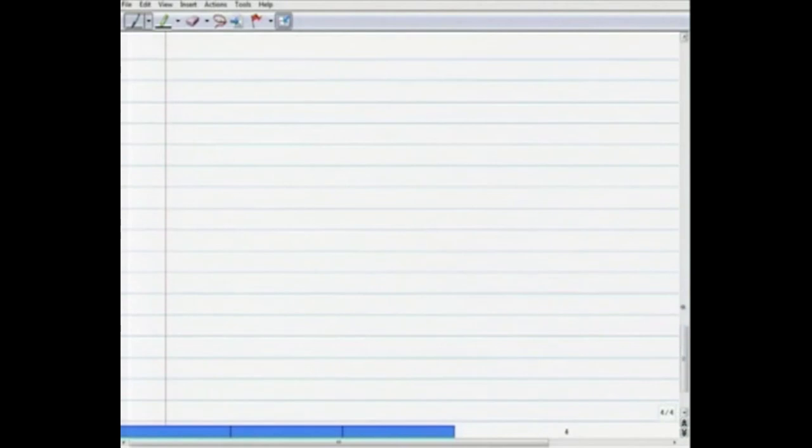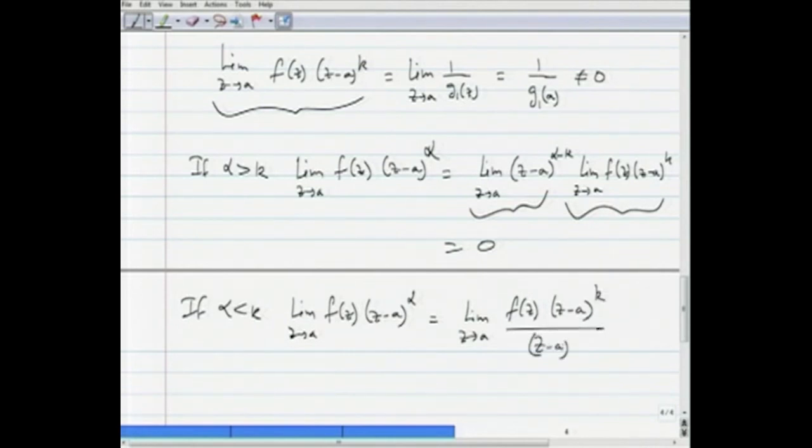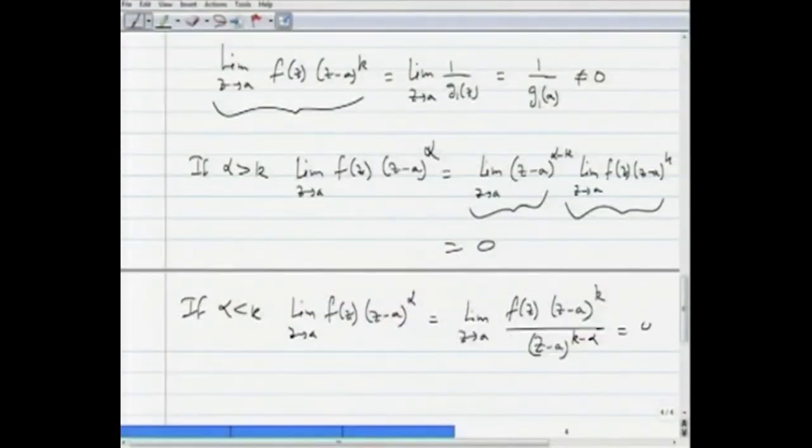Also, if alpha is strictly less than k, the limit as z goes to a of f of z times (z minus a) power alpha can be written as the limit of f of z times (z minus a) power k divided by (z minus a) power (k minus alpha), where k minus alpha is positive. So we have a term tending to a non-zero finite complex number in the numerator, and the denominator we know goes to 0, so the quotient has a very large modulus as z goes to a. So this limit is equal to infinity.